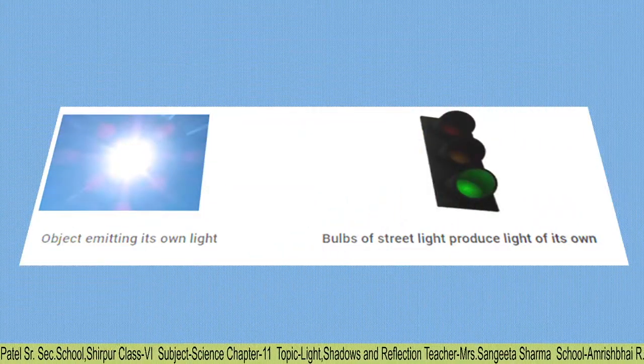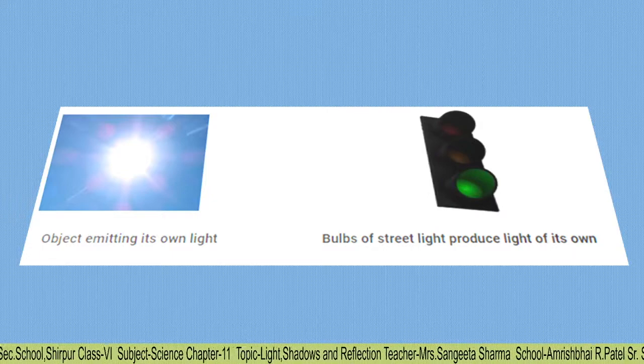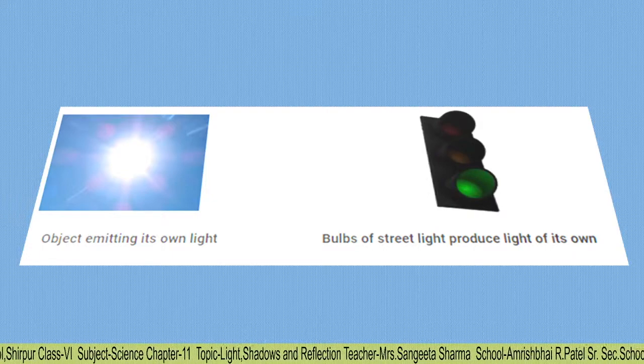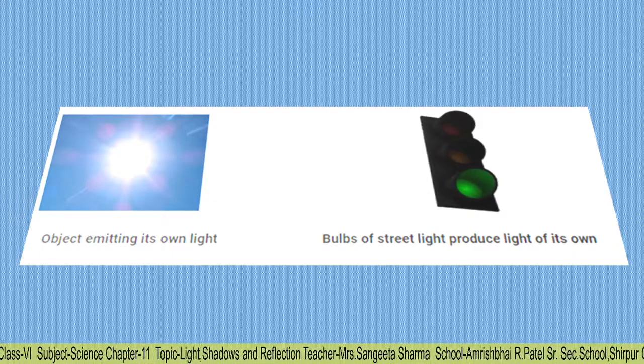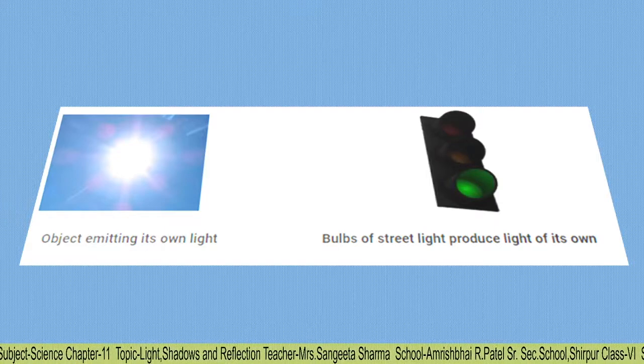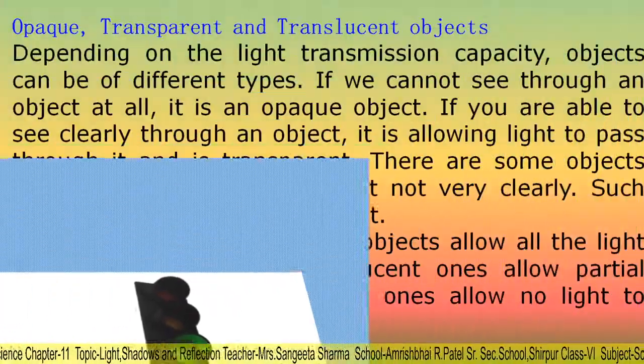Now in this picture you can see the sun emitting its own light, and also the bulbs of the street light produce light of their own. So these two are luminous objects.